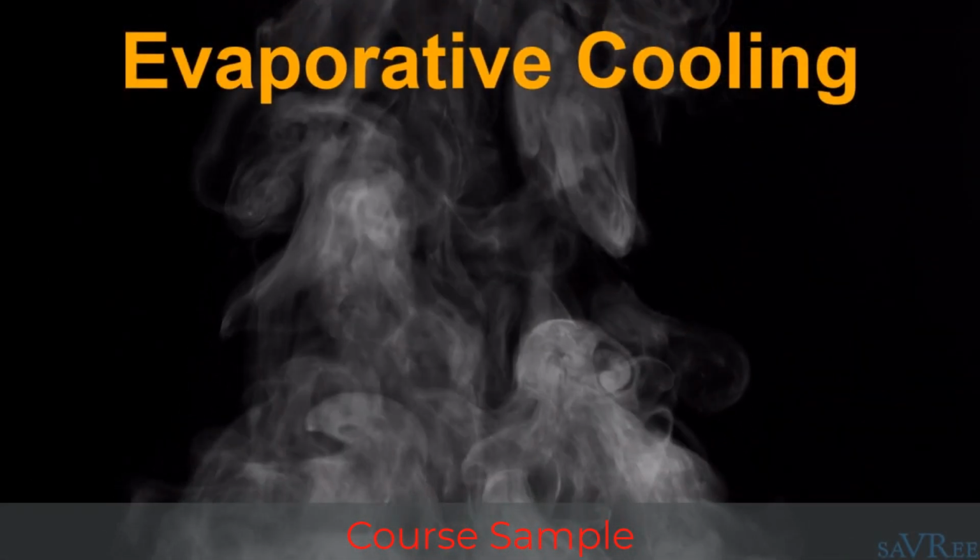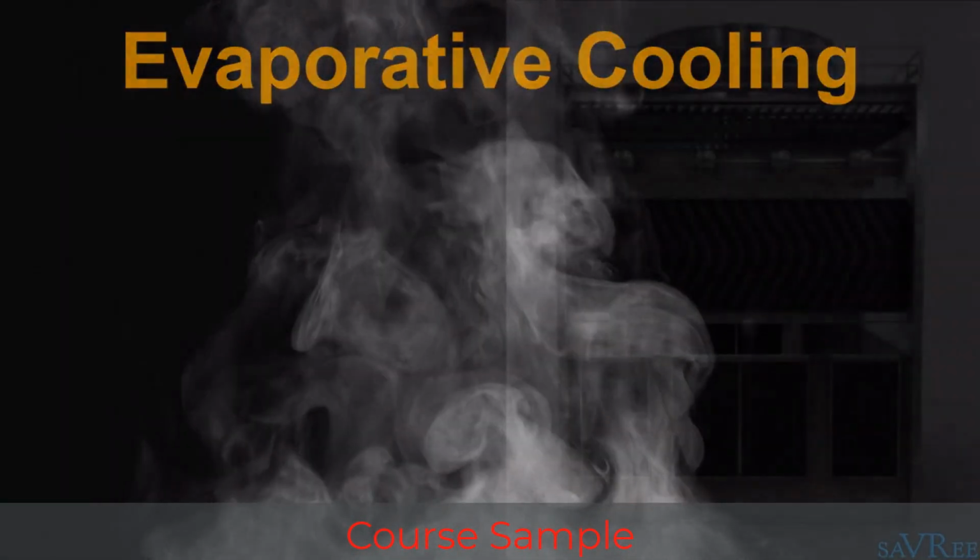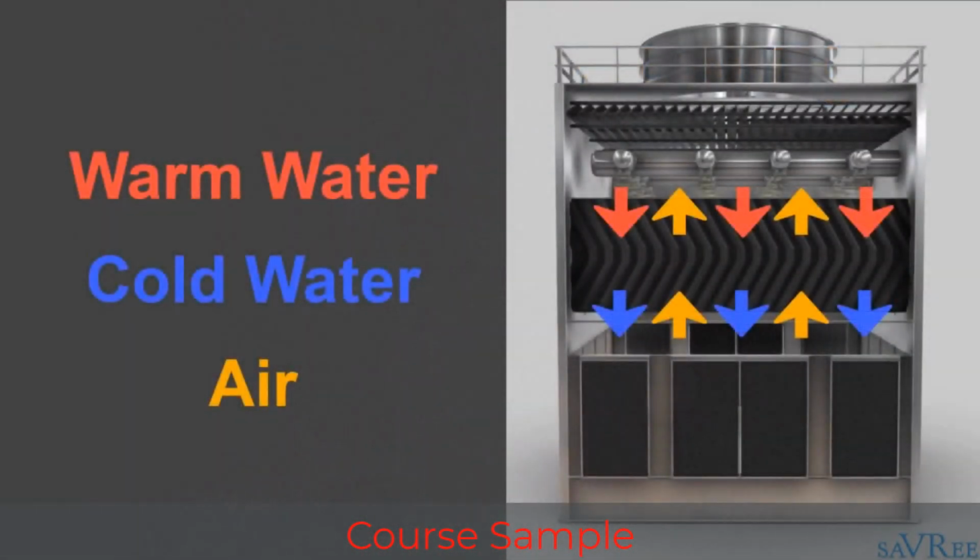The cool water that did not evaporate falls into the collection basin due to gravity, whilst the air continues its path upwards, through the drift eliminator, through the axial fan, then exits through the top of the tower.